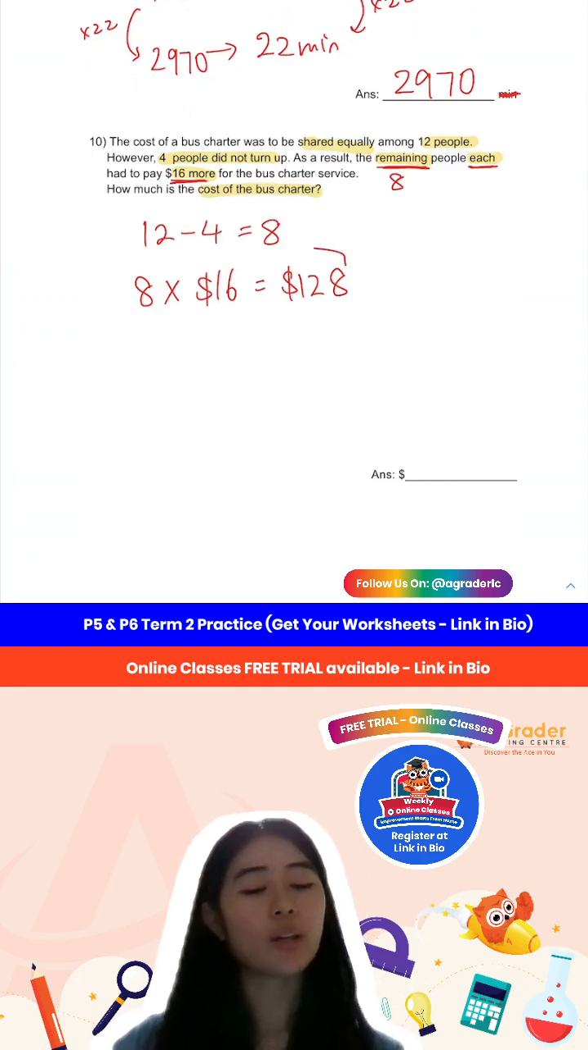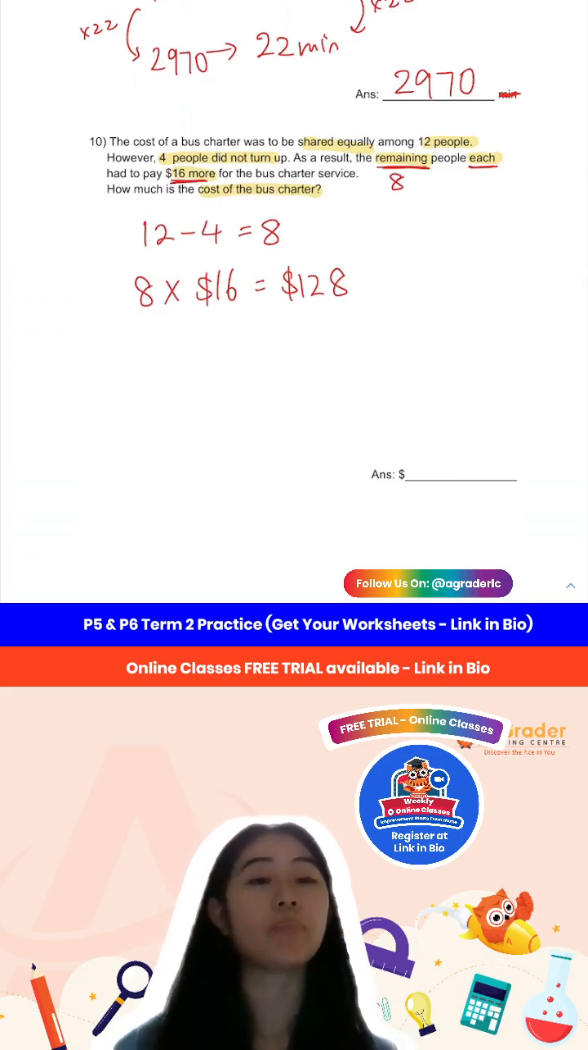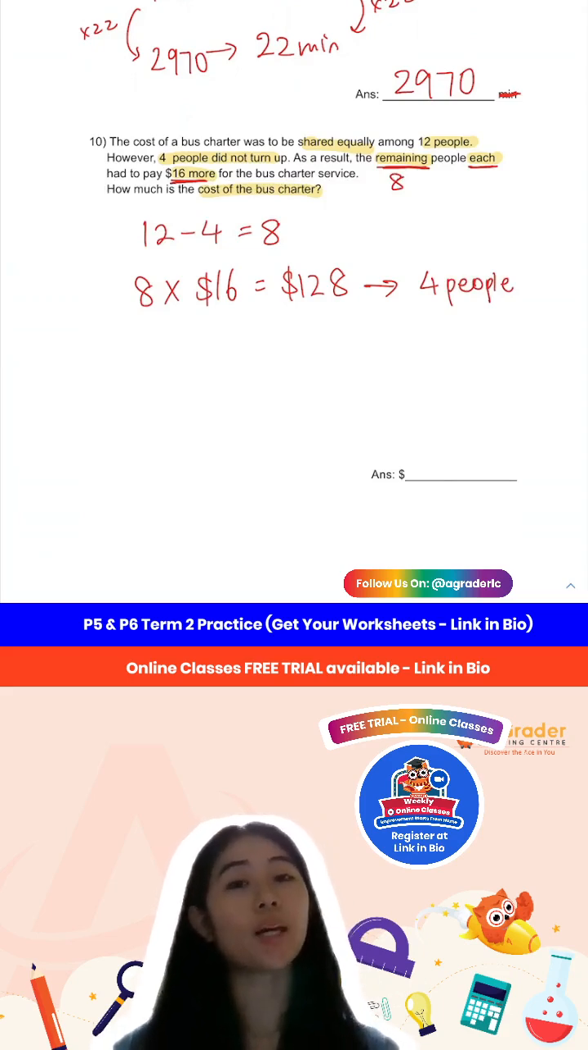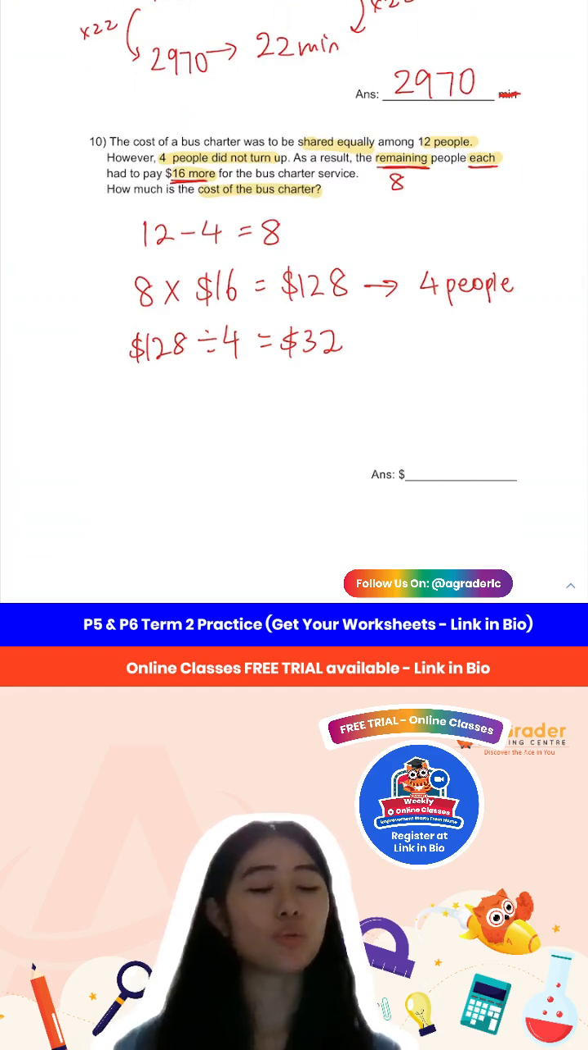So this $128 is the extra amount that they have to pay because of the people who did not turn up. So it means that this $128 was supposed to be paid by those 4 people who did not turn up. So you can indicate that first. So if you know that 4 people is supposed to pay 128, you can find out how much one person is supposed to pay by dividing by 4. So you get 32. So 32 is actually how much each person is supposed to pay.